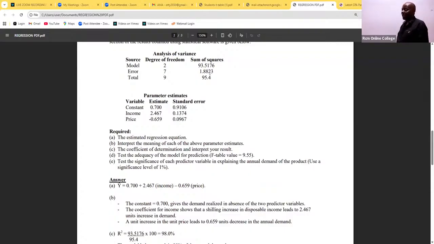E, test the significance of each predictor variable. They want me to get the T values. Get the T from the T tables, and then I get the T ratios myself. So I have to get the T ratios from the coefficient divided by the standard error. So I believe, ladies and gentlemen, this being our day one, that can be your homework. We have given justice to this session.